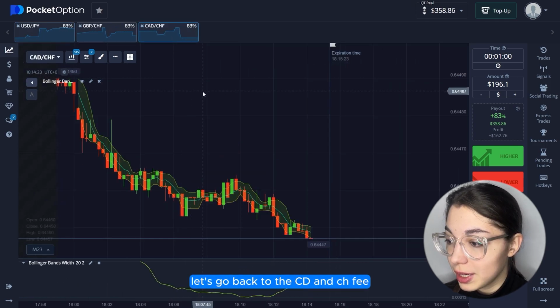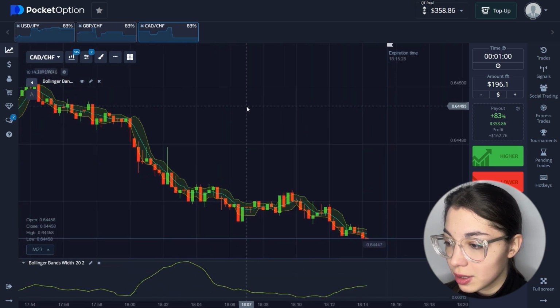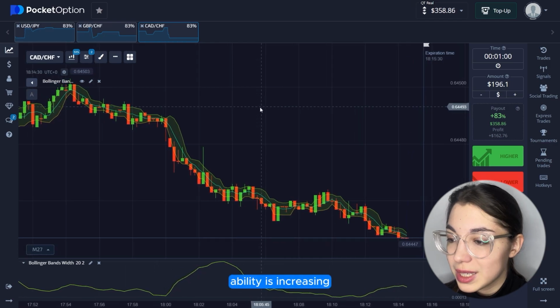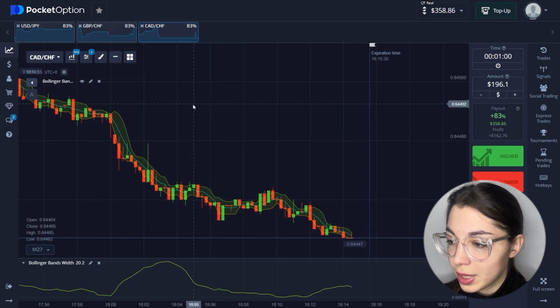Let's go back to the CAD CHF. Here is still a decent trend. Volatility is increasing, but I don't see any other signals here. Let's move to another pair.